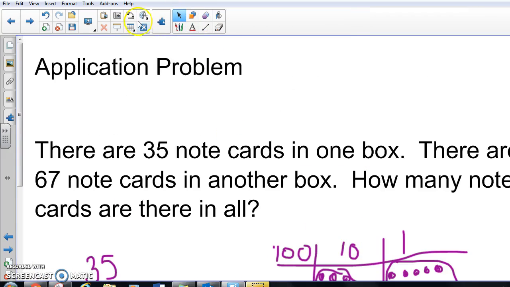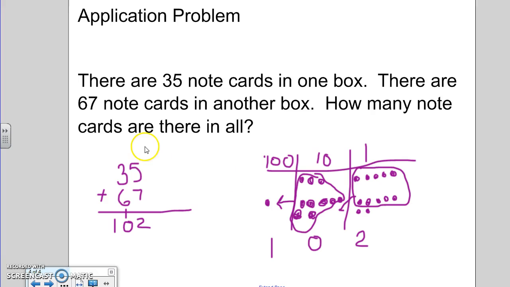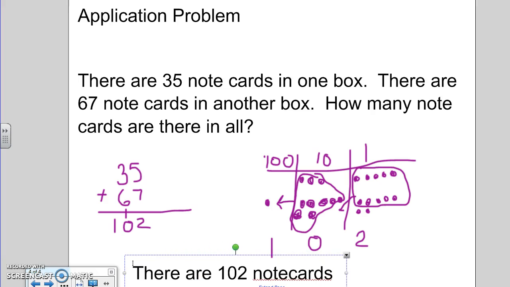Remember, you always want to write a statement afterwards to prove that you know what the answer is. So my statement would say there are 102 note cards in all. 35 plus 67 is 102 note cards. If you did not get that right, please revise your answer. If you forgot to write your statement, please write your statement now. Once you're done, go ahead and move on your playlist.